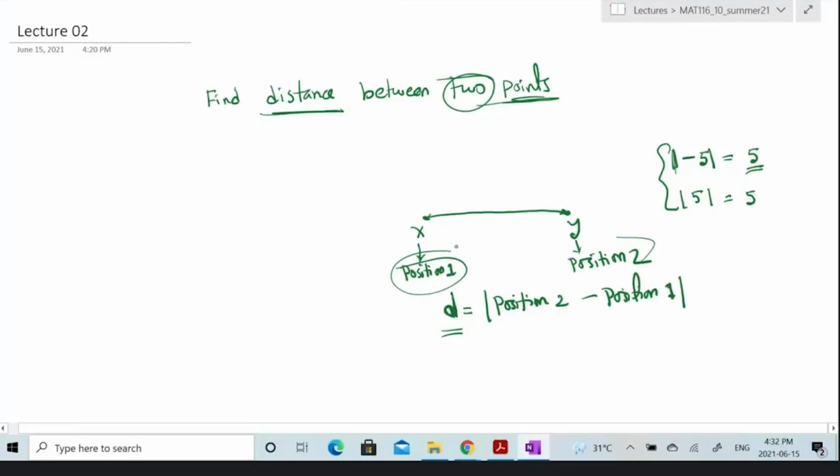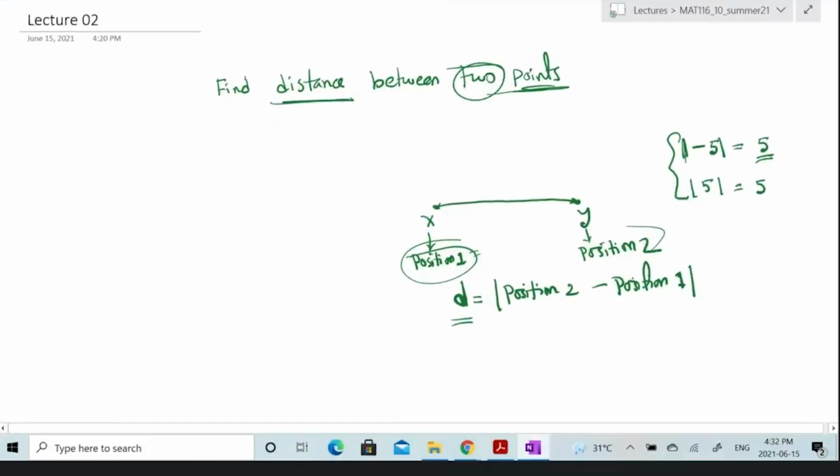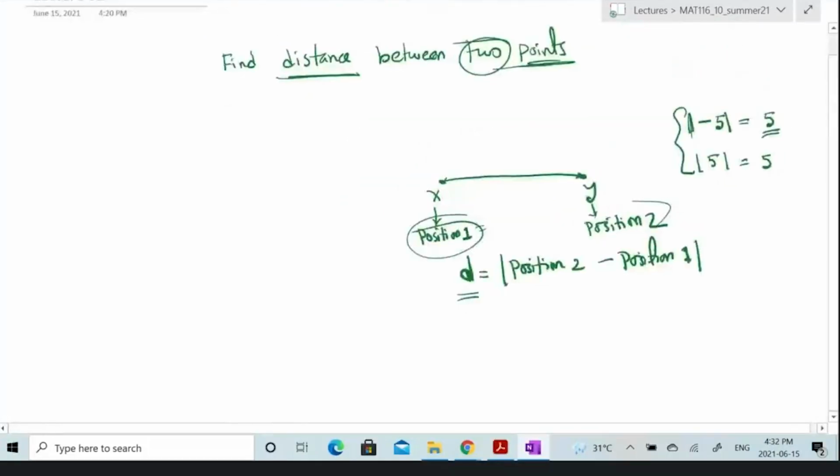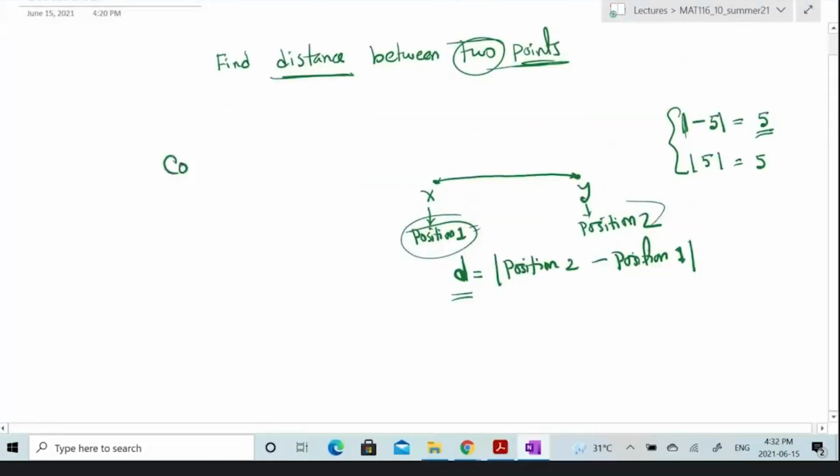So now the question comes, how can we find positions? And in order to work on that, we need to know coordinate systems. If you have any questions anytime, please feel free to interrupt me. Don't wait until I ask you.